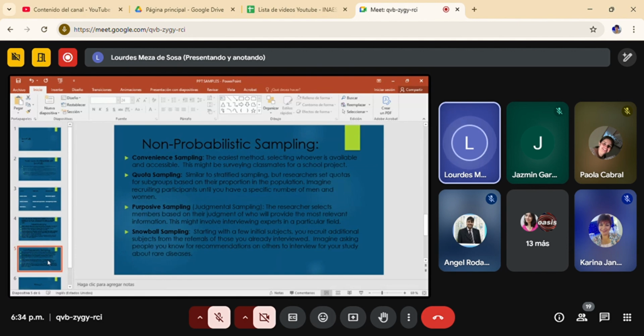What would you like to do for a school project? So I ask my classmates and they give me their opinions. So I'm choosing everybody there to know what they would like to do.